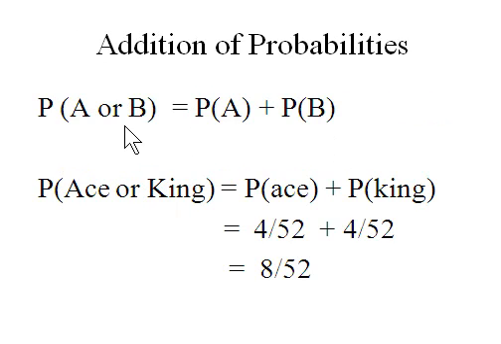Whenever you see the word "or" linking probability or linking events, you should think of the property of addition. So for example, if we want to know the probability of getting an ace or a king, we could simply take the probability of getting an ace plus the probability of getting a king. 4 out of 52 plus 4 out of 52 equals 8 out of 52.